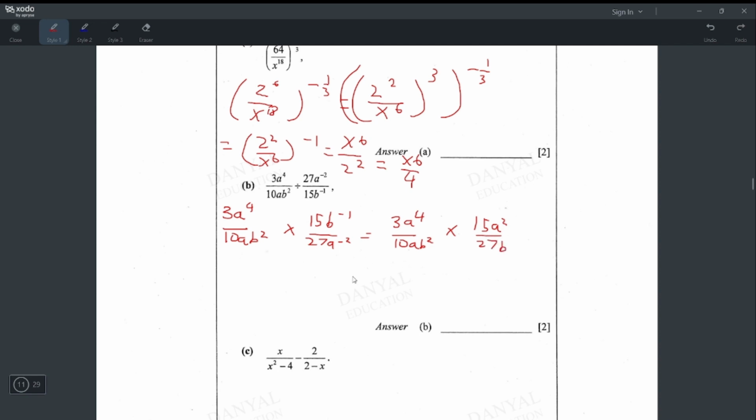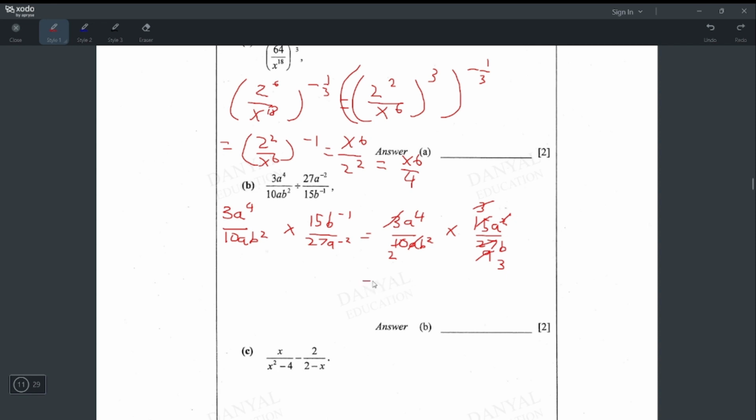So next we want to simplify this, and we can cancel out some things here. This becomes cancelled out, and this becomes 9. 10 can be cancelled with 15 to become 2 and 3. And 3 and 9 can be cancelled to become 3.